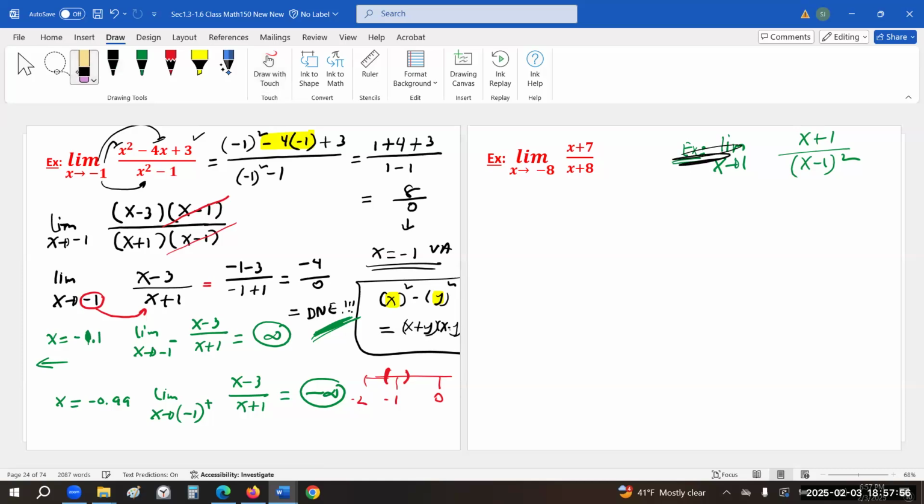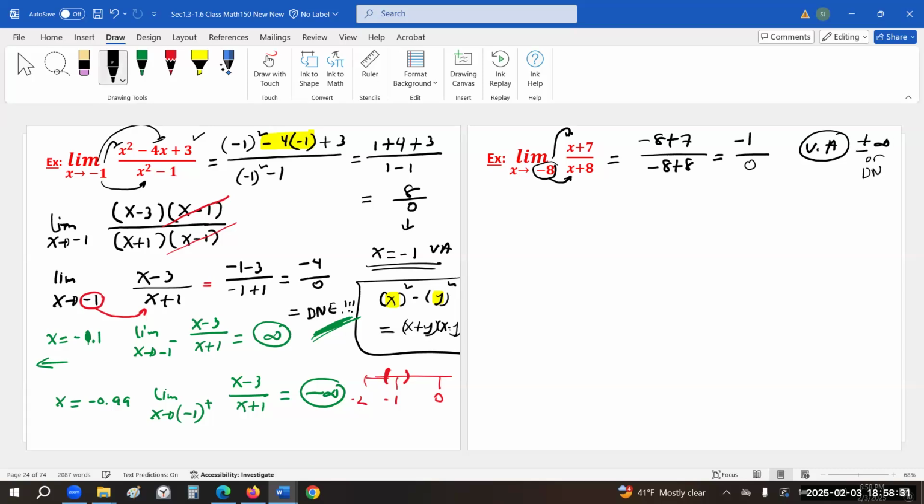So let me erase this because I have it on the next page. Let me do the substitution here. We have -8, so we are going to substitute twice. -8 plus 7, -8 plus 8. So we have 0 on the bottom, -1 on the top. So we have a number over 0. That means we are dealing with a vertical asymptote. So our limit will be either infinity or doesn't exist. It's not going to give us any number. So we are done with substitution.